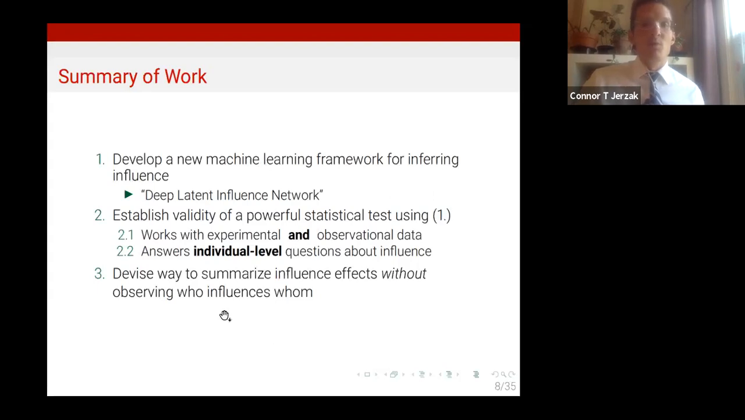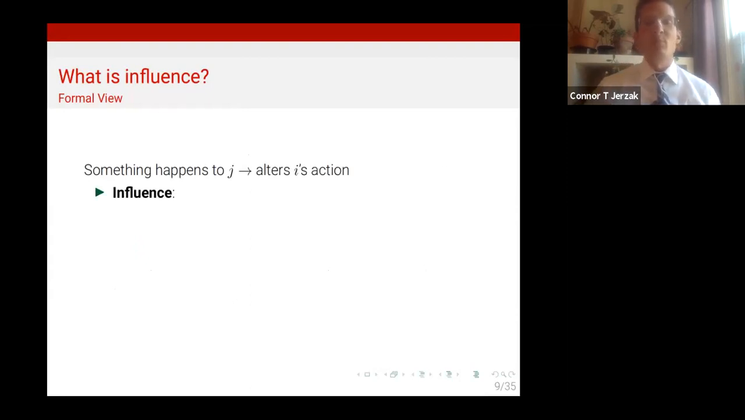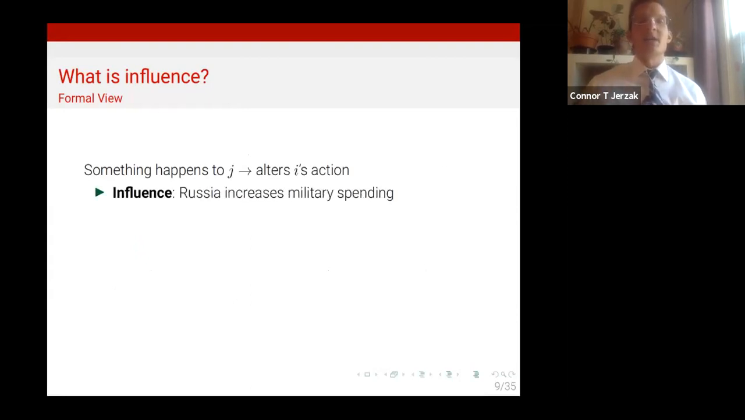But before we start to move through these three things, I think we first need to ask ourselves, what do we mean by influence? So what I mean by influence here is that when something happens to person J, that somehow alters person I's actions. So we can think about a few examples. Influence is likely present in the international context, in the context of arms races. So we could imagine that if we learned that Russia increases its military spending in a year, we might expect that in that same year, the US would also be likely to increase its spending.